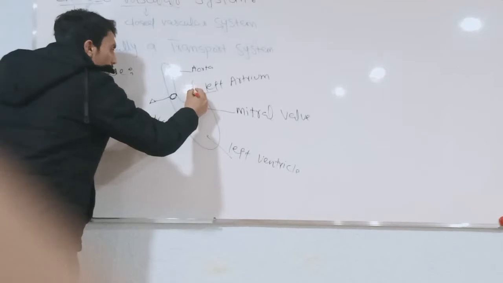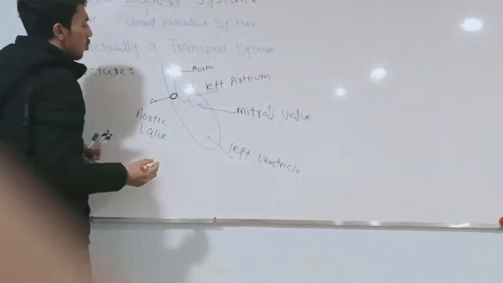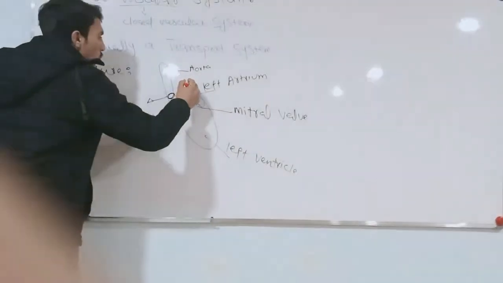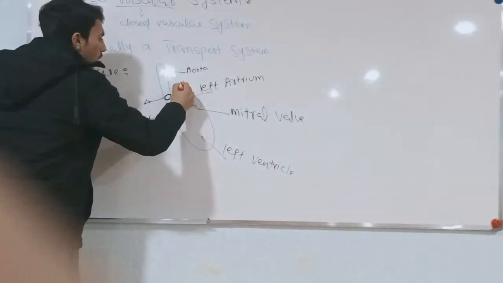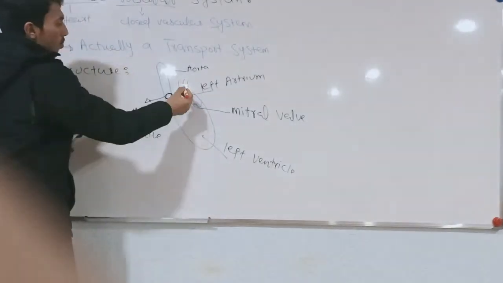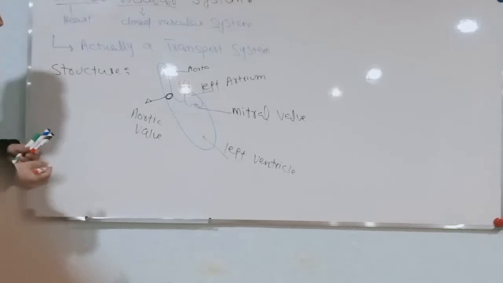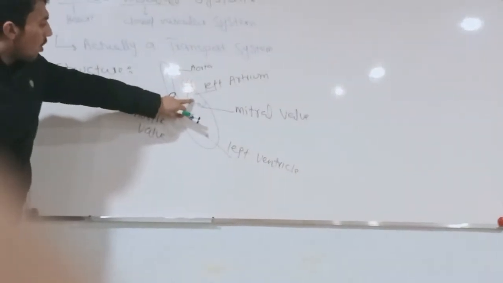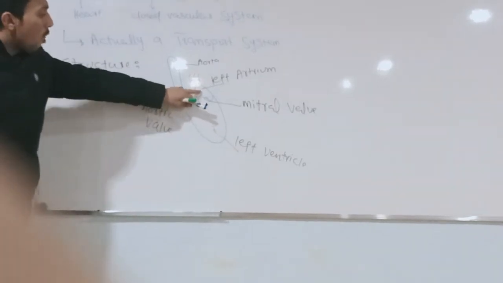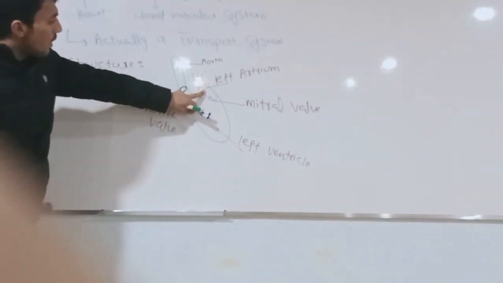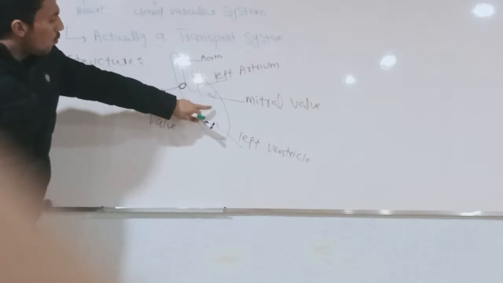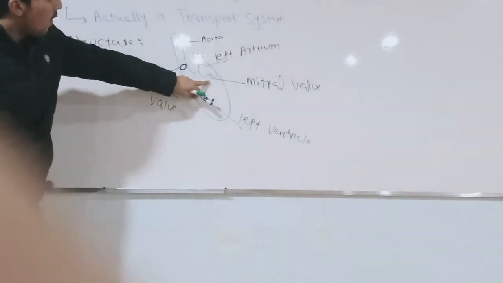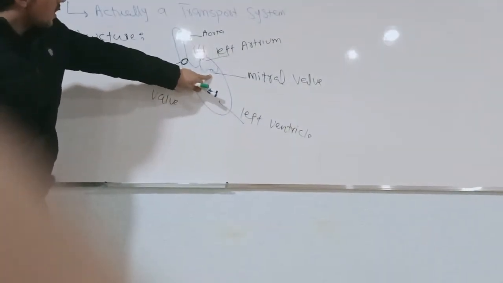Now, the blood comes from the lungs. The oxygenated blood comes from the lungs through the pulmonary vein to the left atrium. The red color shows blood. The red blood comes into the left atrium. From the left atrium, the blood goes into the ventricle through which valve? Through the mitral valve.